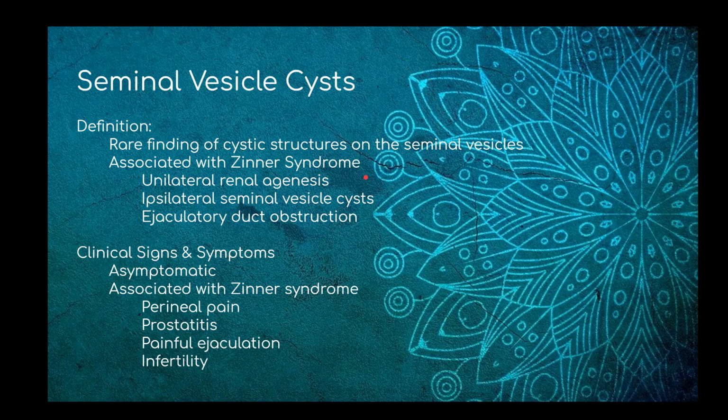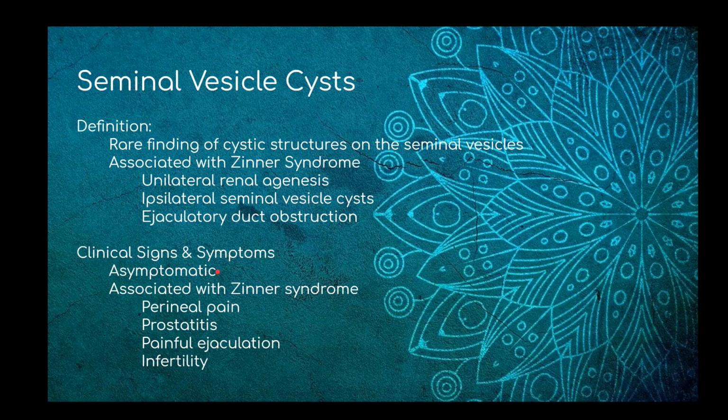With Zinner syndrome, the patient is usually going to be missing one kidney, and the cysts show up on the side that's missing the kidney. That seminal vesicle will usually present with cysts. And then they can have ejaculatory obstruction because of those cysts. So remember, the sperm don't turn into semen until they go by the seminal vesicles. And so if the seminal vesicles aren't working, or if they're blocked, then they're not going to have any ejaculate.